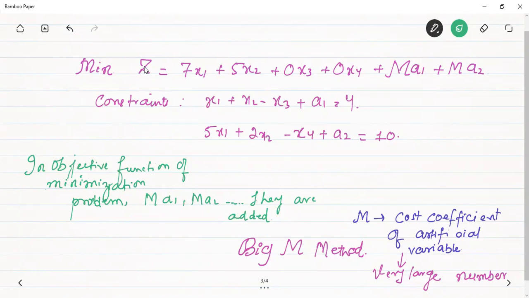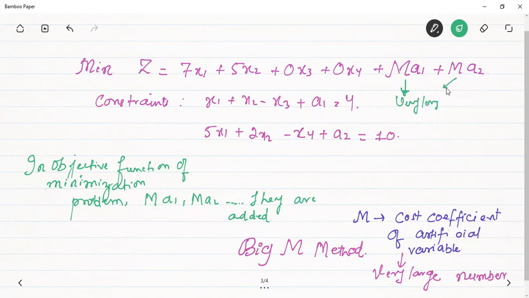ठीक है, हम start करेंगे with artificial variables as the basic variables, but gradually we have to pull them out of the basis and we have to replace them with some other decision variables. Therefore, see here, this M will be a very large number, isn't it? This will be very large. Similarly, this will also be a very large number.